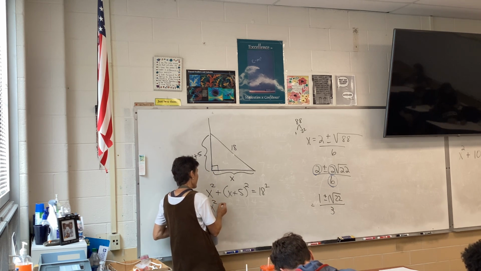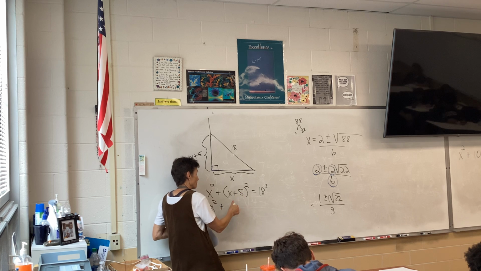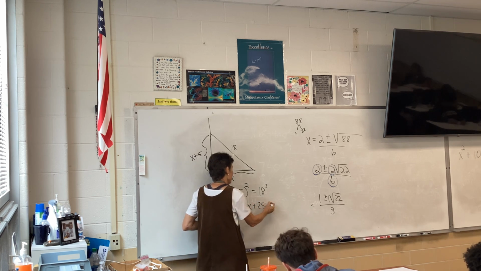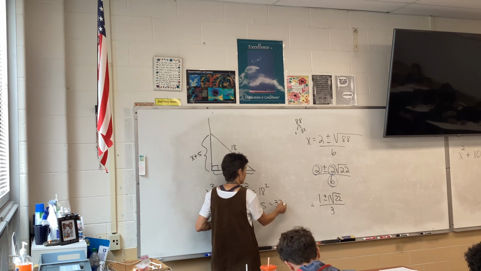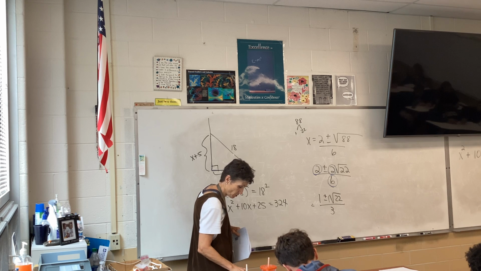So x squared plus, please don't square these individually, this is a FOIL, right? That's a FOIL. x squared plus 10x plus 25 equals 324. Is that right? Yeah. Okay, thank you.